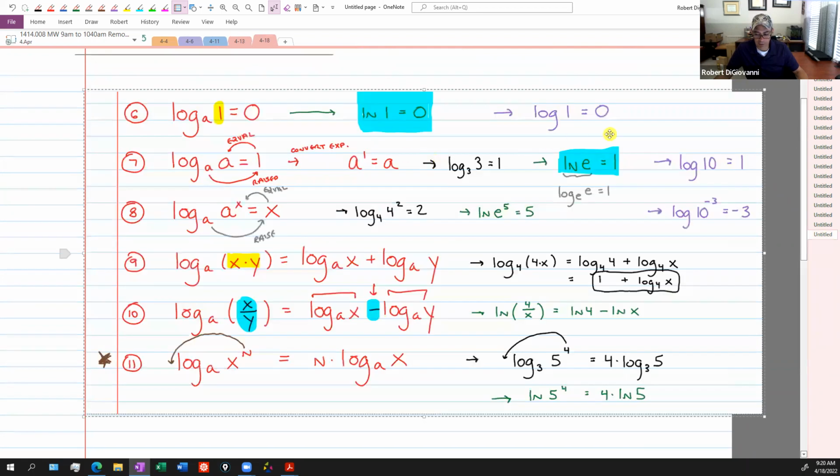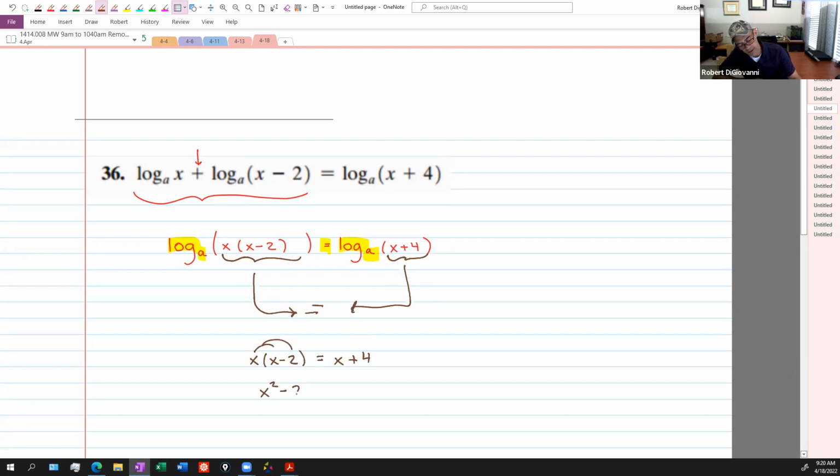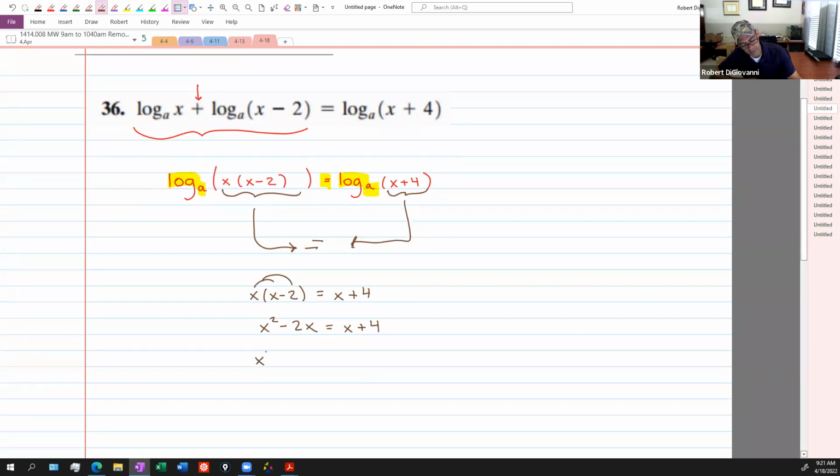Oops, wrong page. Okay, so let me go to it. Since I have two logs with the same base equal to one another, I can just set the inside of this equal to the inside of that, right? Set those equal. So I'm just going to do x times x minus 2 equals x plus 4. And I hope that it's obvious that this is just going to turn into a quadratic, right? Distribute the x. Got a nice little quadratic here.